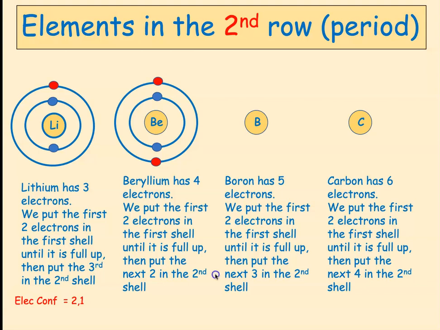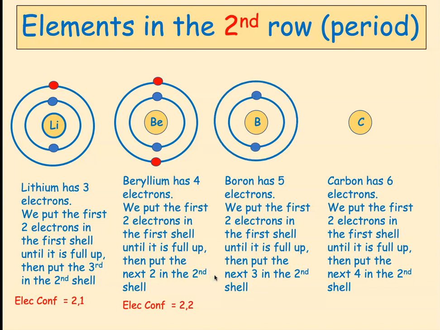Boron's got 5, so we're going to fill that inner shell, 1, 2. We need another shell, and it's got 3 more to fit on, 1, 2, 3. Its electronic configuration is 2, 3. Now I want you to pause the video now and see if you can do carbon. Do the shells that go round the nucleus of carbon, and then write down the electronic configuration of carbon.